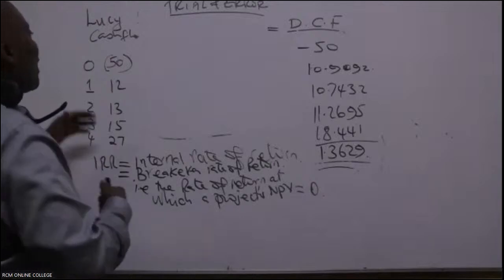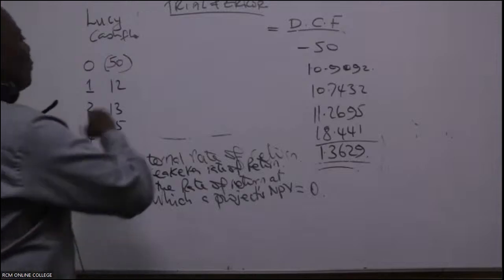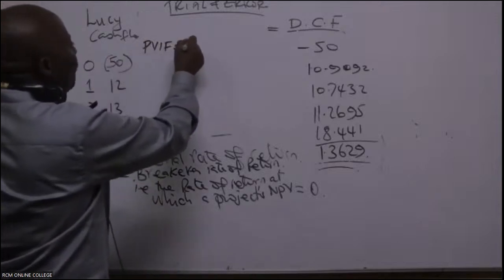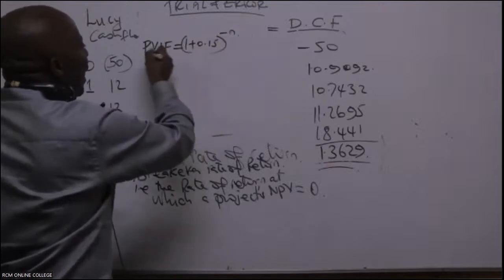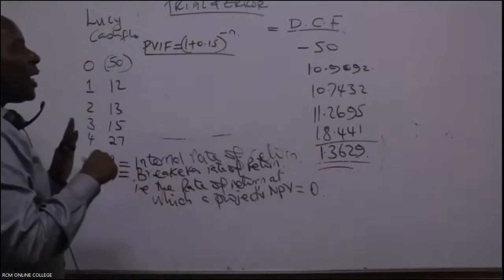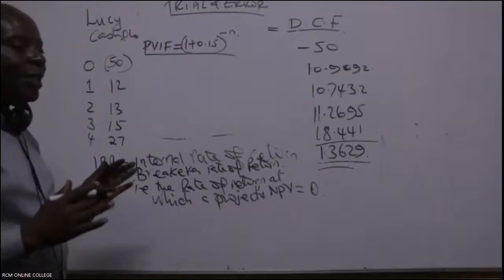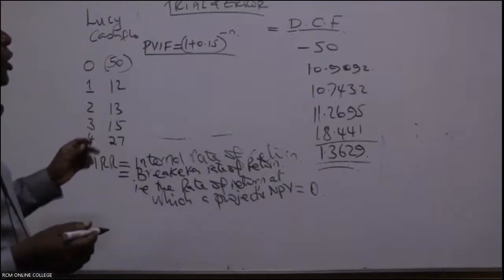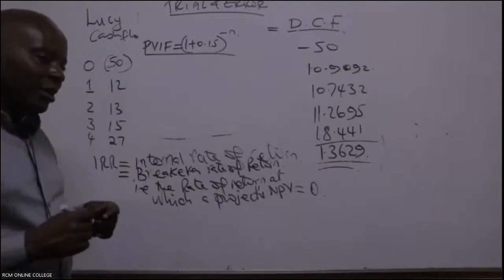So what I would want you to do is to copy these cash flows afresh, and then you write there PV: 1 plus 15% raised to negative n. Now we are trying a different arithmetic. This time around, ladies and gentlemen, we are using 15% as the cost of capital. It's trial and error.